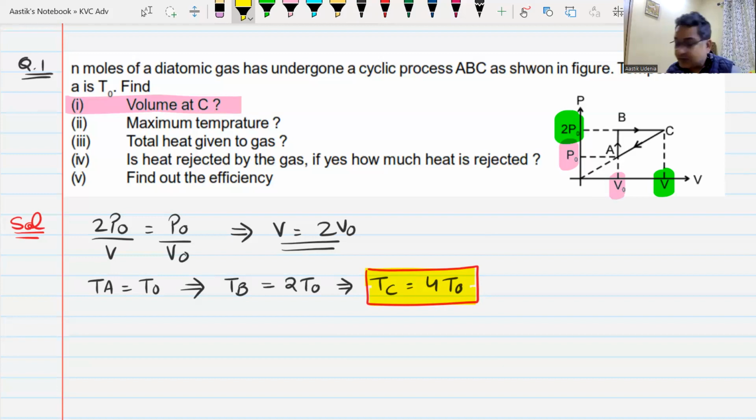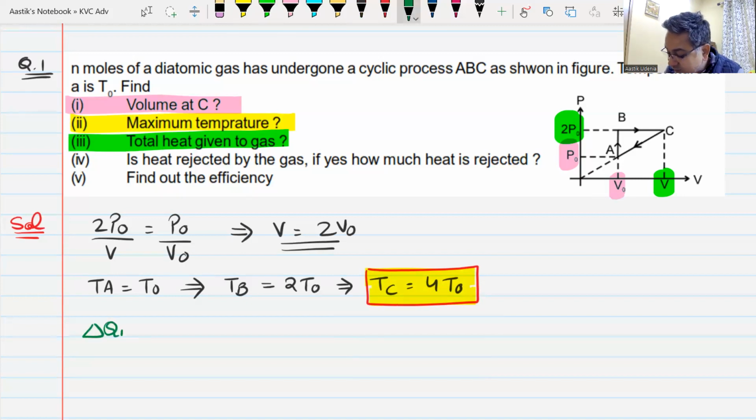Do we understand this? Yes or no? Yes, sir. So the maximum temperature is 4 T naught. The third question is, what is the total heat given to the gas? Net heat. He is talking about net heat. How do you find out net heat?